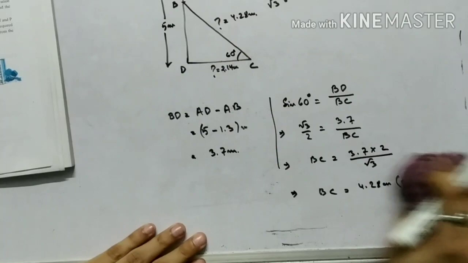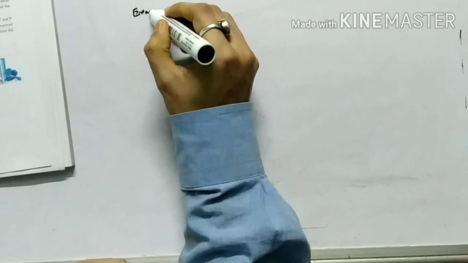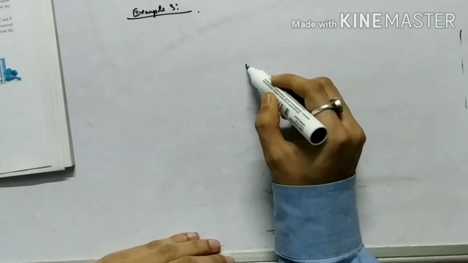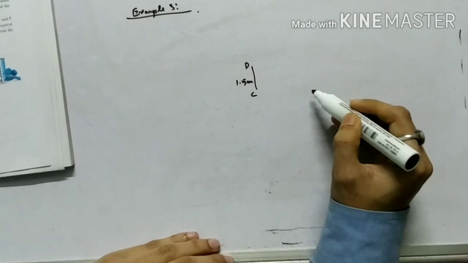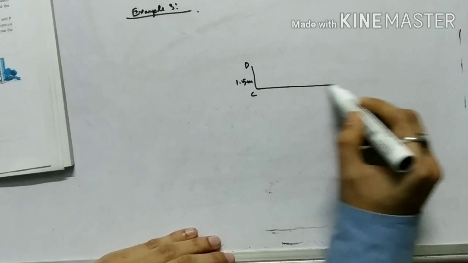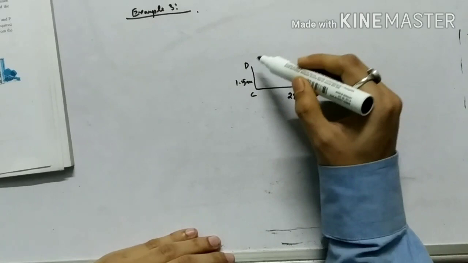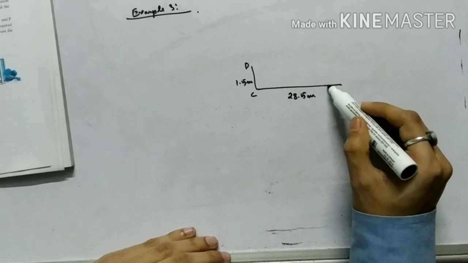So next, again, example 3. An observer 1.5 meter tall, let's name this observer DC, 1.5 meter tall, is 28.5 meter away from a chimney. This observer is 28.5 meter away from a chimney. The angle of elevation of the top of the chimney from her eyes, let's say this point is the observer's eye, and this is the chimney.